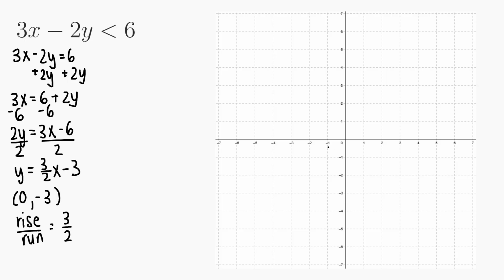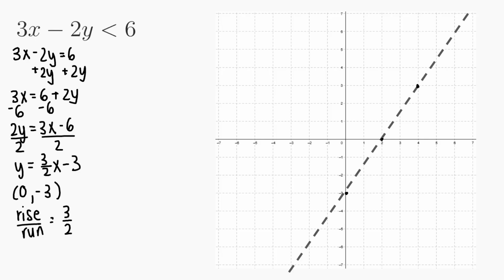Now, let's get started. We have 0, negative 3 as a point. And now let's use our slope to get more points. Rise over run is 3 over 2. So that means we go 2 to the right and we go 3 up. Right over. We go another 2 to the side. We go 3 up. That should be enough for us to graph our line. In this case, we have a less than symbol and there's no equal to, so we know we're going to get a dashed line.